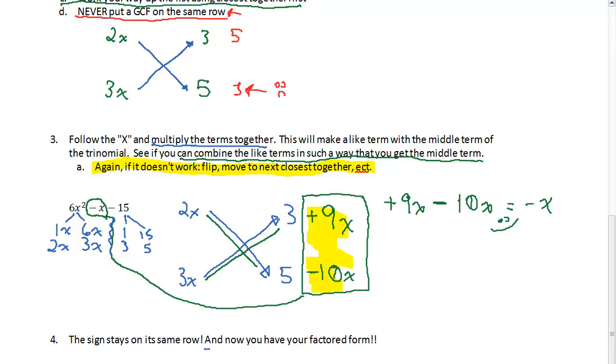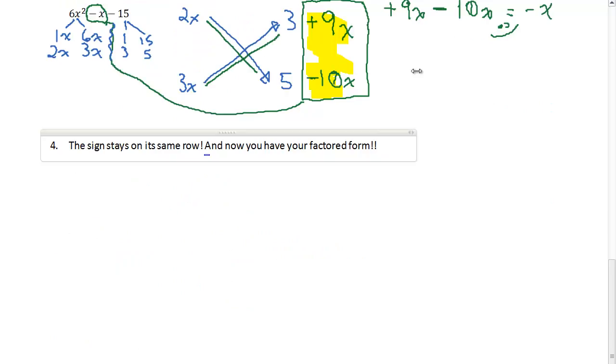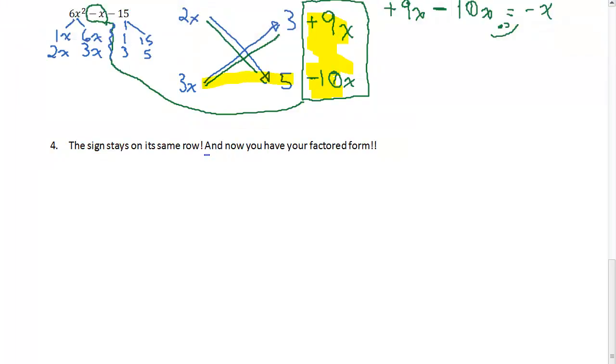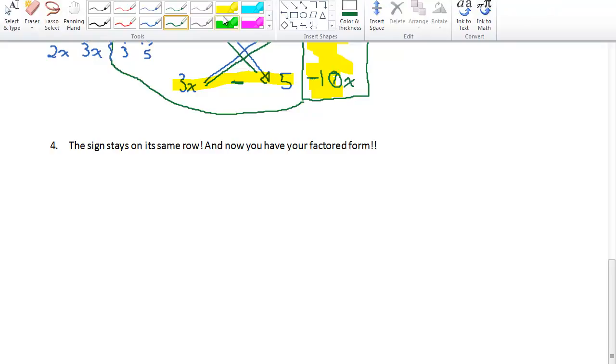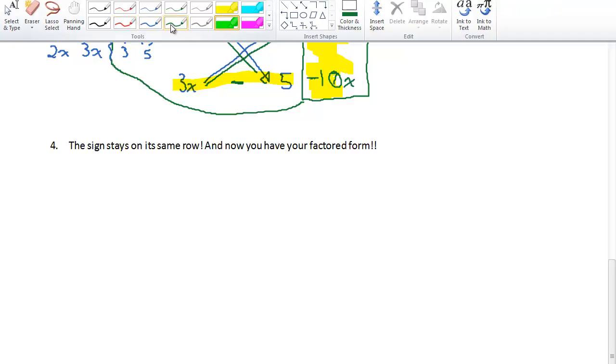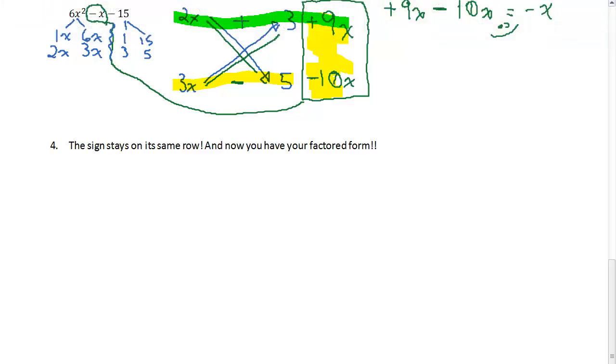Now, of course, I'm going to scroll up again. The sign is going to stay on the same row, and now you have your factored form. As I go up here, this is the same row as this negative, so that negative sign goes right there. And this is the same row as the 9, so I'm going to put the positive there. And now you actually have your factored form.